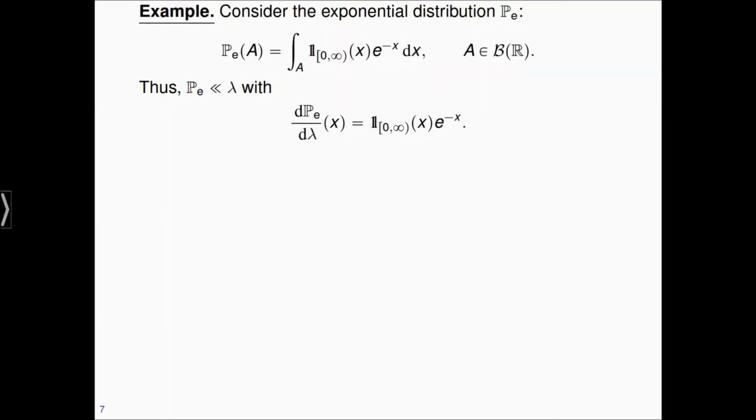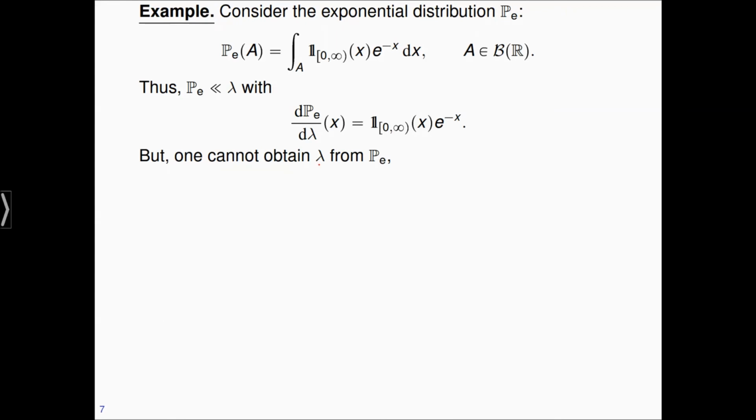Now, the exponential distribution is absolutely continuous with respect to the Lebesgue measure. We just got to know the notion of measures being equivalent. So is also lambda absolutely continuous with respect to the exponential distribution? If you want, stop the video and try to think about it yourself. So the answer is no.